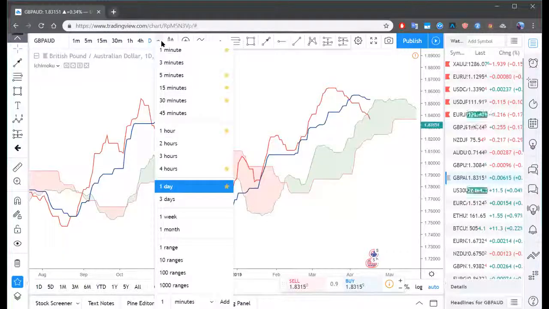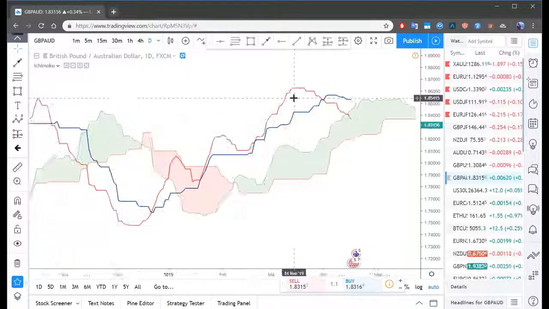So how I like to trade the Ichimoku Cloud is with the highest time frame coming down. So I would start with the monthly, then the weekly, then the daily, 4 hour, 1 hour, and then to get entries would be 15 minutes, 5 minutes, even 1 minute, depending on what you're trading. If you're trading something really fast, like US 30, I would even go down to the 1 minute.